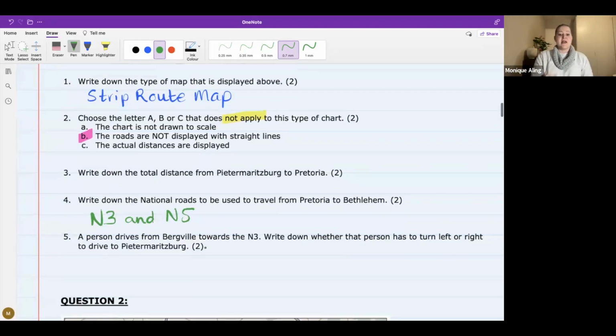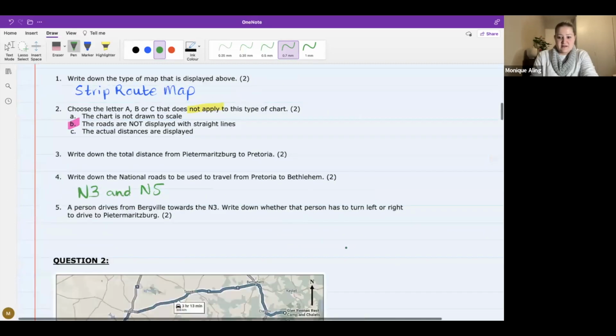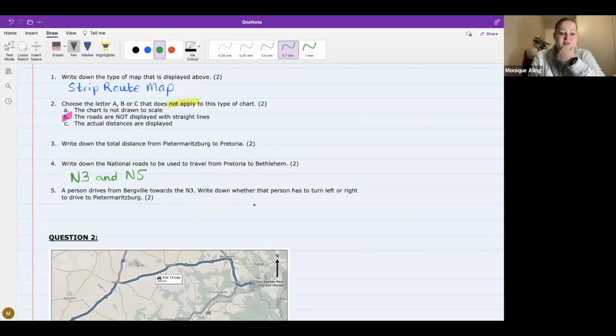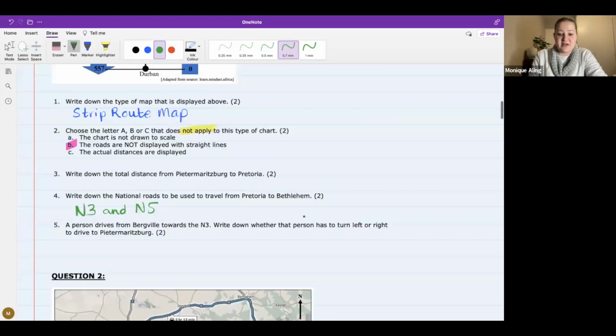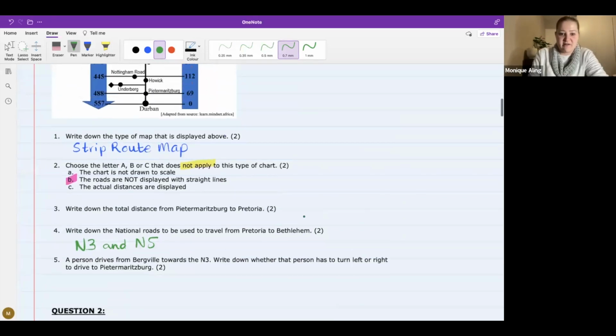Okay. A person drives from Bergville towards the N3. Write down whether that person has to turn left or right to drive to Pietermaritzburg. A person drives from Bergville towards the N3. Write down whether that person has to turn left or right to drive to Pietermaritzburg.